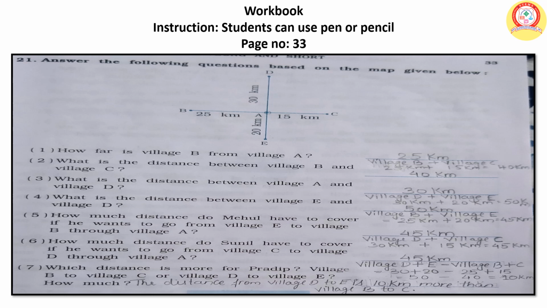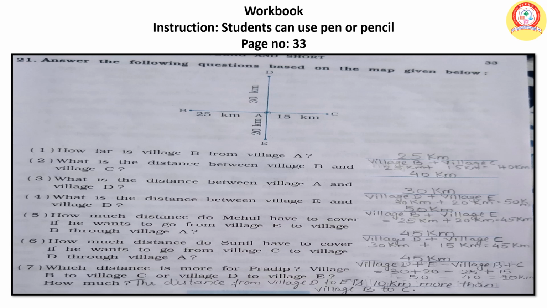Which distance is more for Pradeep? Village B to village C or village D to village E? And how much? Village D plus E we will get the distance. So village D distance is 30 kilometer plus village E distance is 20 kilometer, that is 50. Correct? 30 plus 20 is 50 kilometer. Now village B distance is 25 plus C distance is 15. When we will plus that, we will get the distance. 25 plus 15 is 40 kilometer.